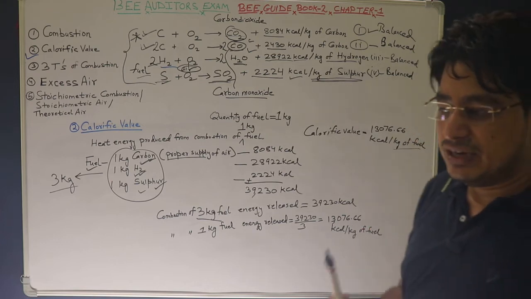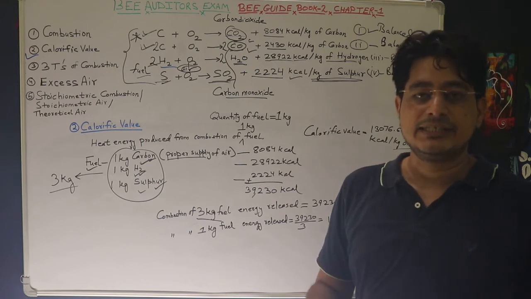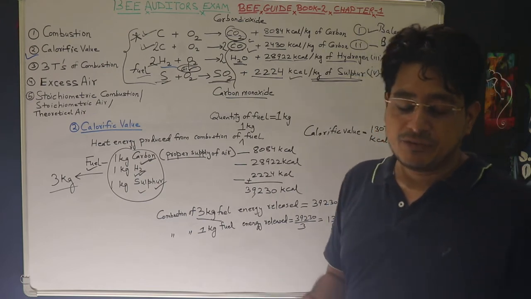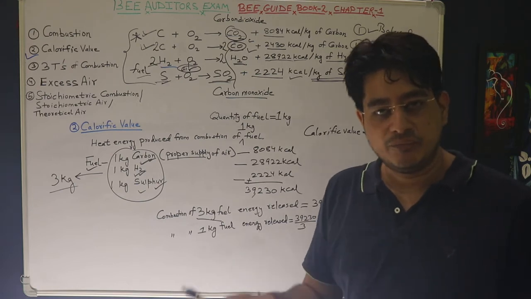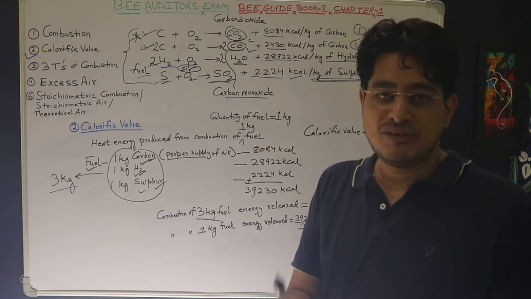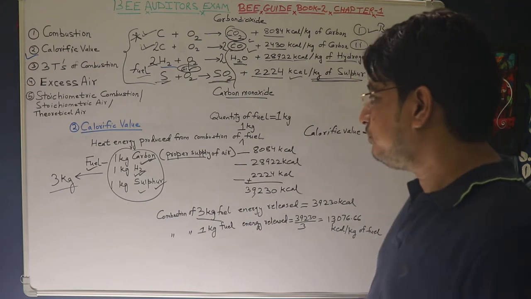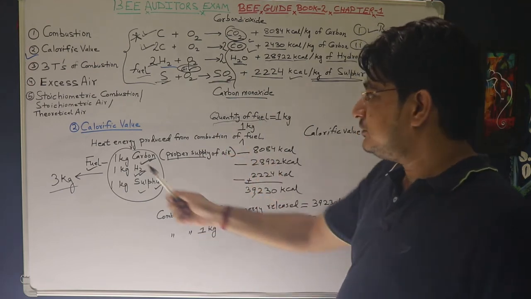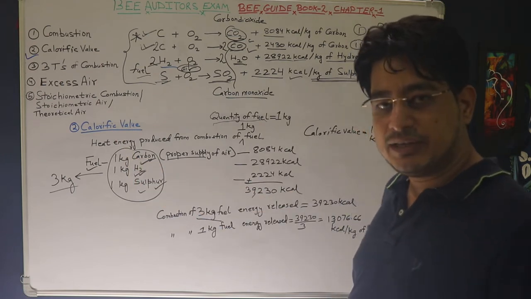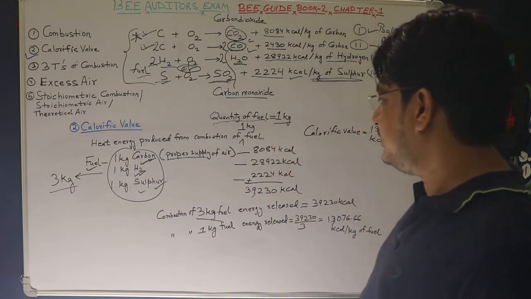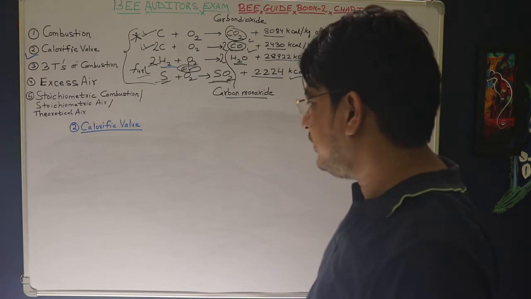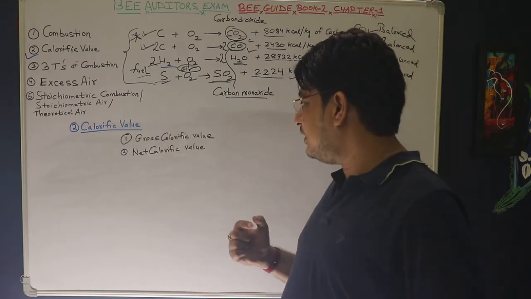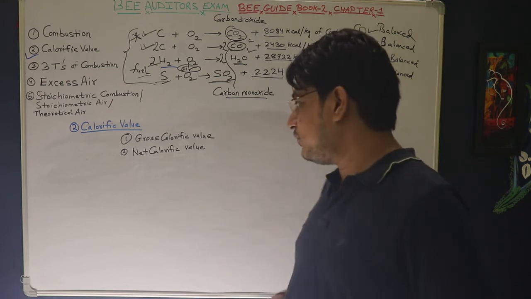Suppose the calorific value of any fuel is given as 5,000 kilocalorie. It is very much clear that from the combustion of 1 kg of that fuel, 5,000 kilocalorie energy will be produced. So you should always remember that the quantity of the fuel which is defined for calculation of calorific value is 1 kg. Now friends, calorific value can be of two types: gross calorific value or the net calorific value.